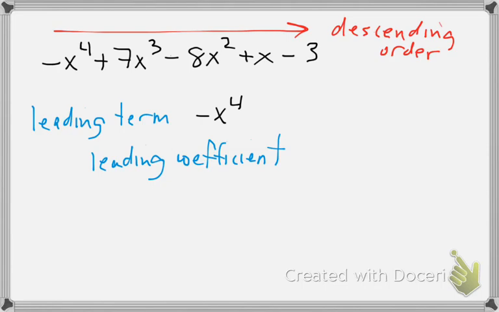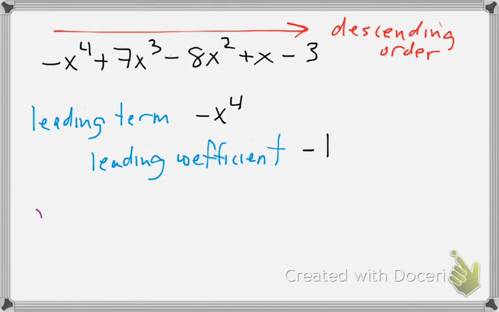the leading coefficient is negative 1. So do you see how I pluck that information out? In a polynomial, if it's written in descending order, your leading term is the one with the highest degree, and the leading coefficient is its coefficient. Make sense?